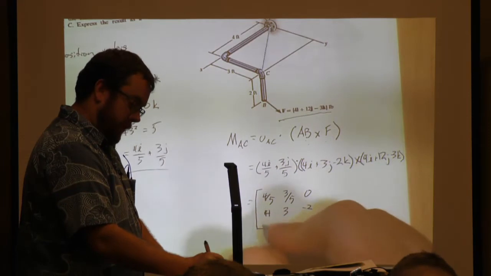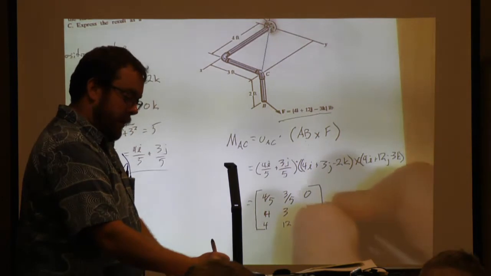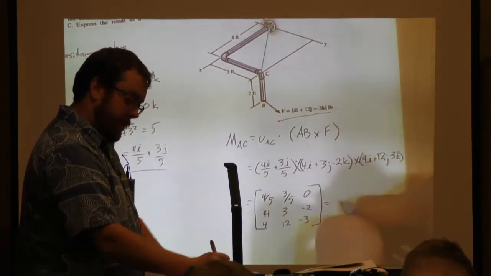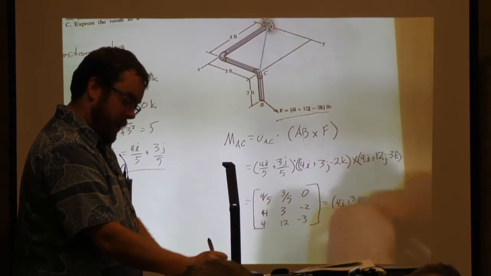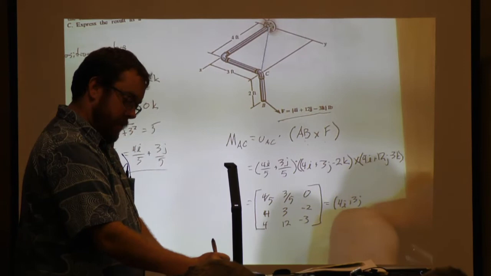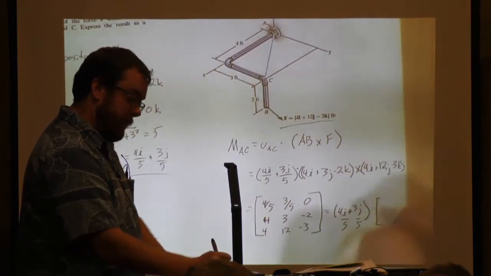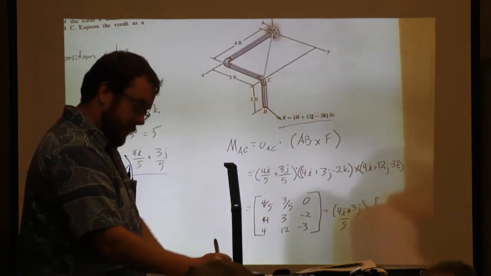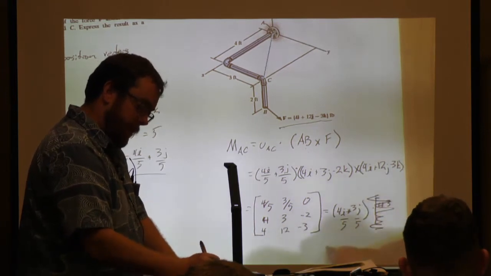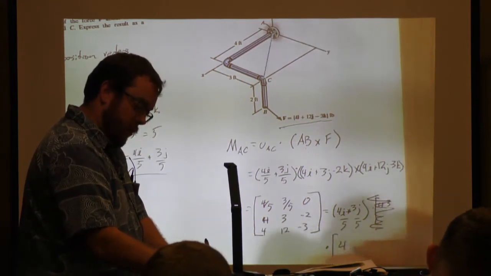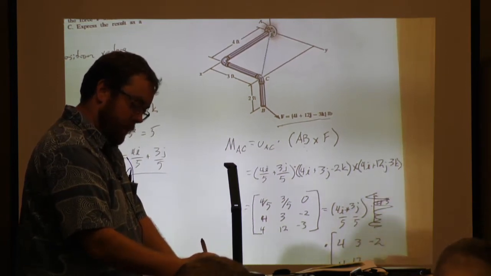And then 4, 12, negative 3. Right? But in reality, all you're really doing, if you want to simplify it, is you're just doing 4I plus 3J over 5, dotted with a 2 by 2, or a 3 by 2. So 4, 3, let me put it down here. And you're dotting it with 4, 3, negative 2, 4, 12, negative 3.